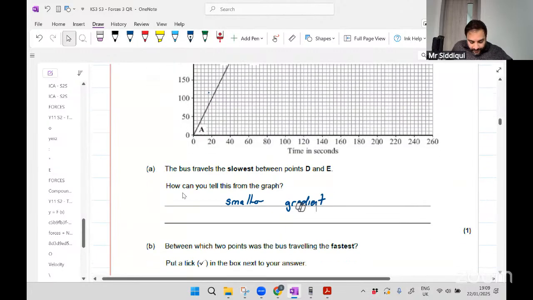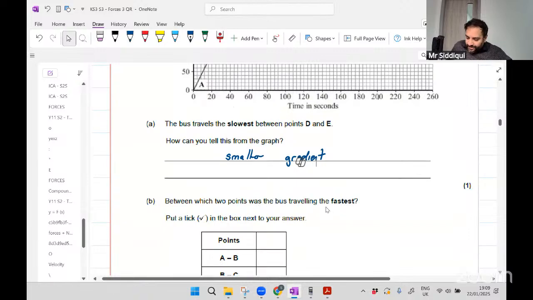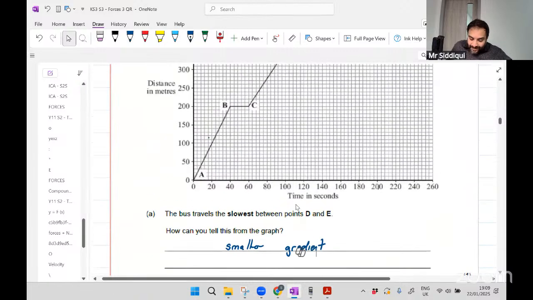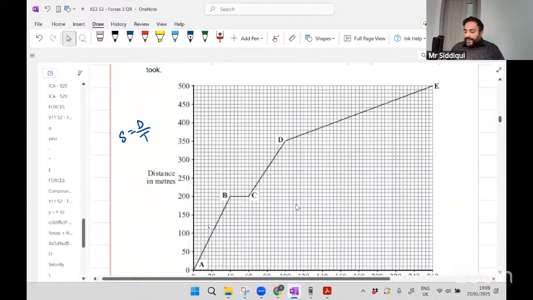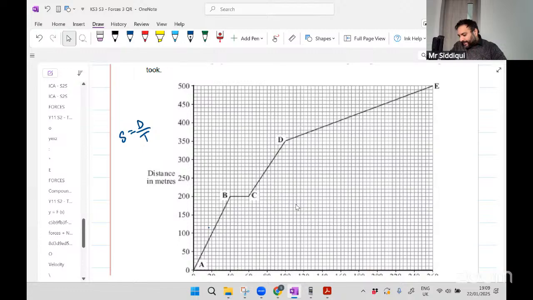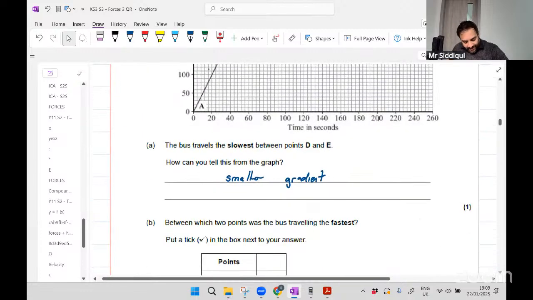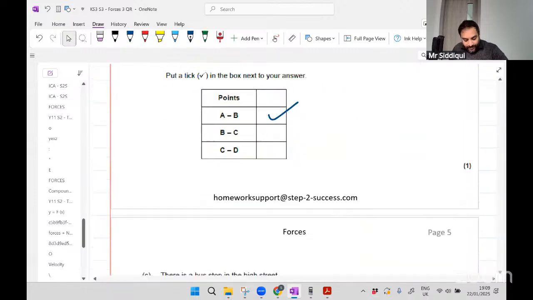Okay, so between which two points was the bus traveling the fastest? Again, the fastest part is the bit where the line is the steepest. That looks to me like A to B. A to B is the steepest part of this graph. So between A and B, you're going fastest. So that should be A to B there.